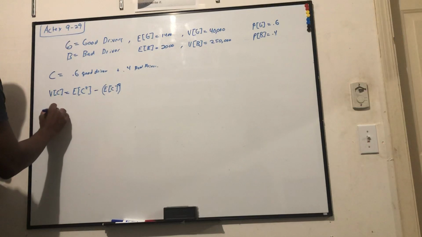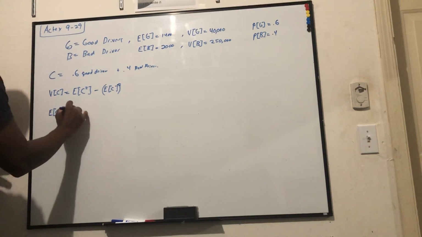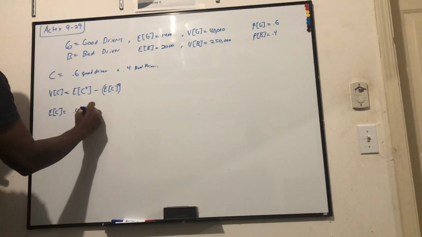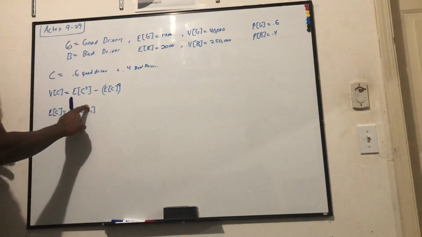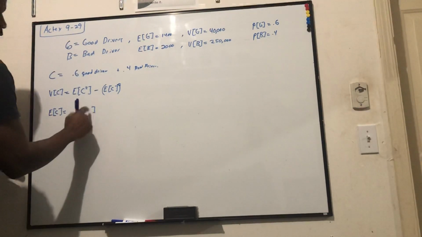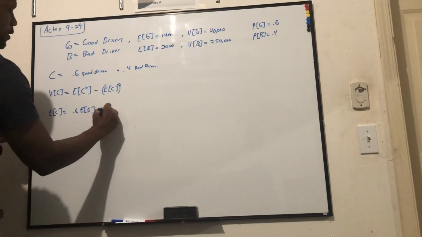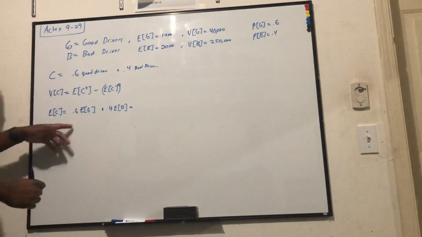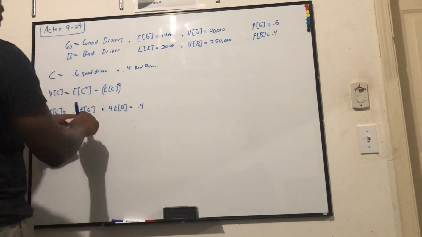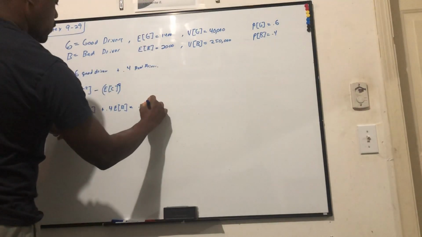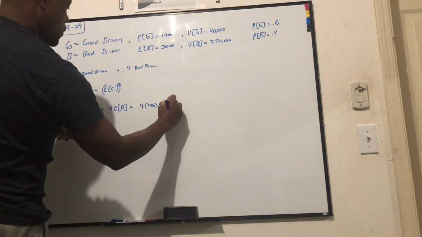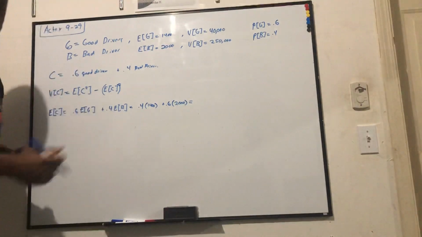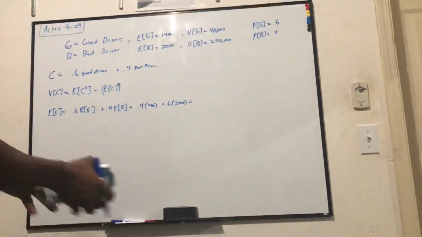So the expectation of C is 0.6 times the expectation of X1, which is the good driver. I can say G, that's fine. Plus 0.4 of the bad driver. Well, that's 0.4 times the expectation of G, 1,400, plus 0.6 times 2,000. Voila! We can calculate that pretty fast.